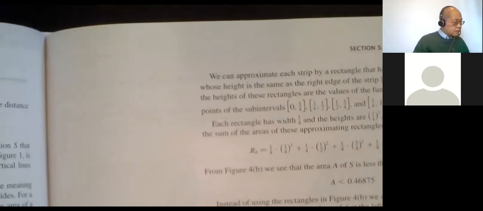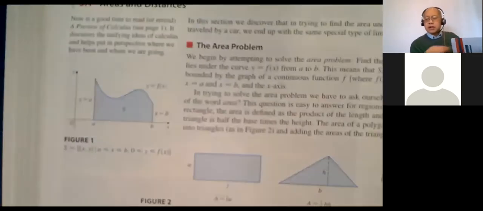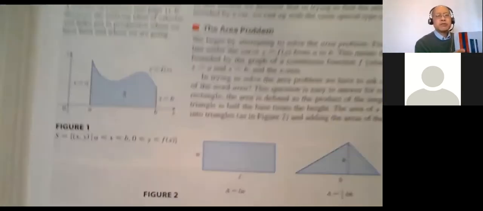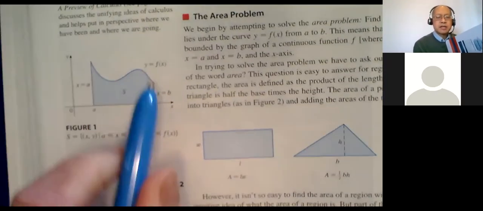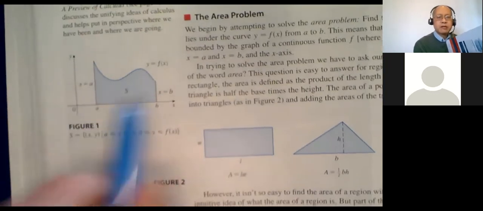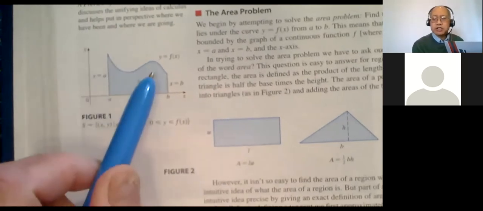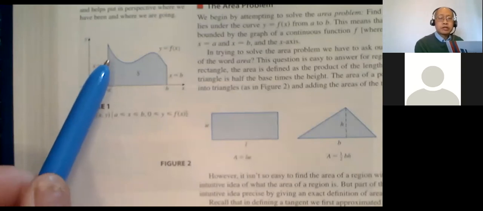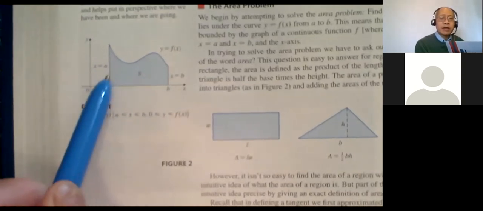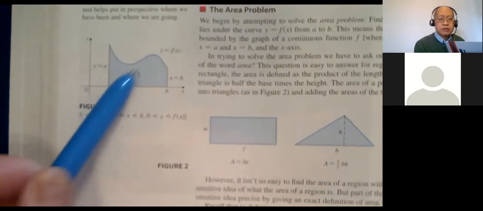Okay, so what's happening here? Page 366, areas and distances. Here's the concept we're going to look at now. Here's some function, y equals f of x in blue here, going from x equals a to x equals b. I'm going to assume that it's a positive function for now, but it doesn't have to be. What I'm trying to do is address the question of how do I find the area under the curve, right? So under the curve y equals f of x from x equals a to x equals b.